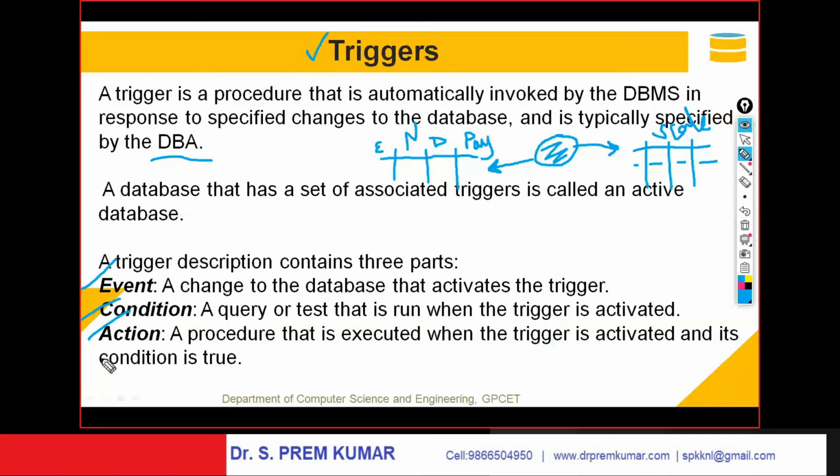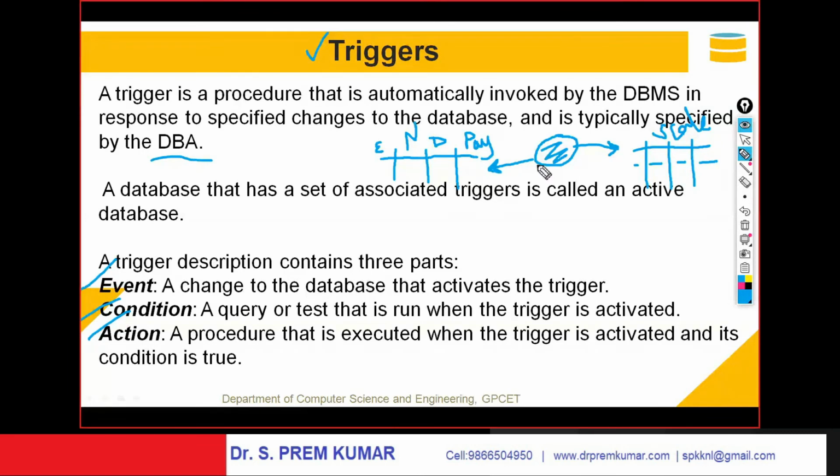I repeat, generally the triggering code contains three parts: one is event, second is condition, and third is action. Coming to the event, when data is inserted into this table, insert is an event. And in the inserted data, if the pay is greater than 50,000, that is a condition.